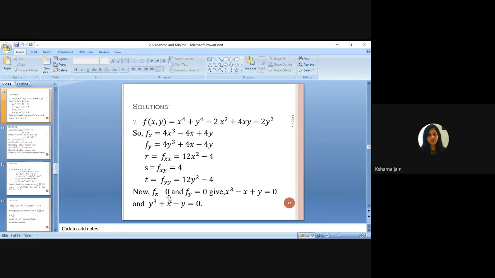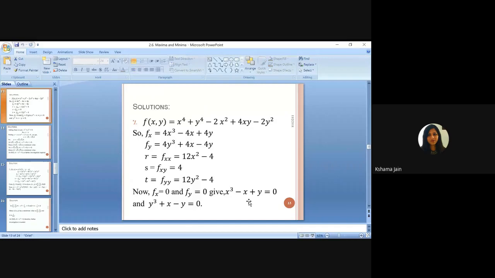You will put in rt minus s square. First, sorry, we need to find out the points also. Points are always found by putting the first derivative equal to 0, like you have studied in PUC. So here, fx equals 0 and fy equals 0. These are the two equations we have got here. After solving, it's your choice. These are two simultaneous equations.